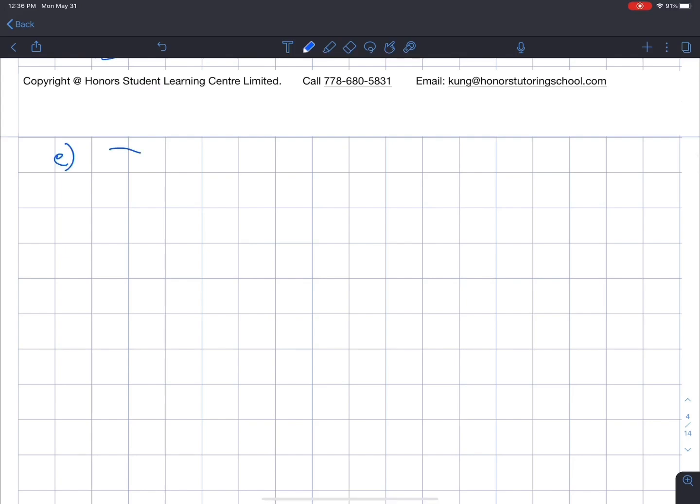E. Cubic root of x equals 4. We raise both sides to the power of 3. We get x equals 4 to the power of 3. And 4 to the power of 3 is 64.